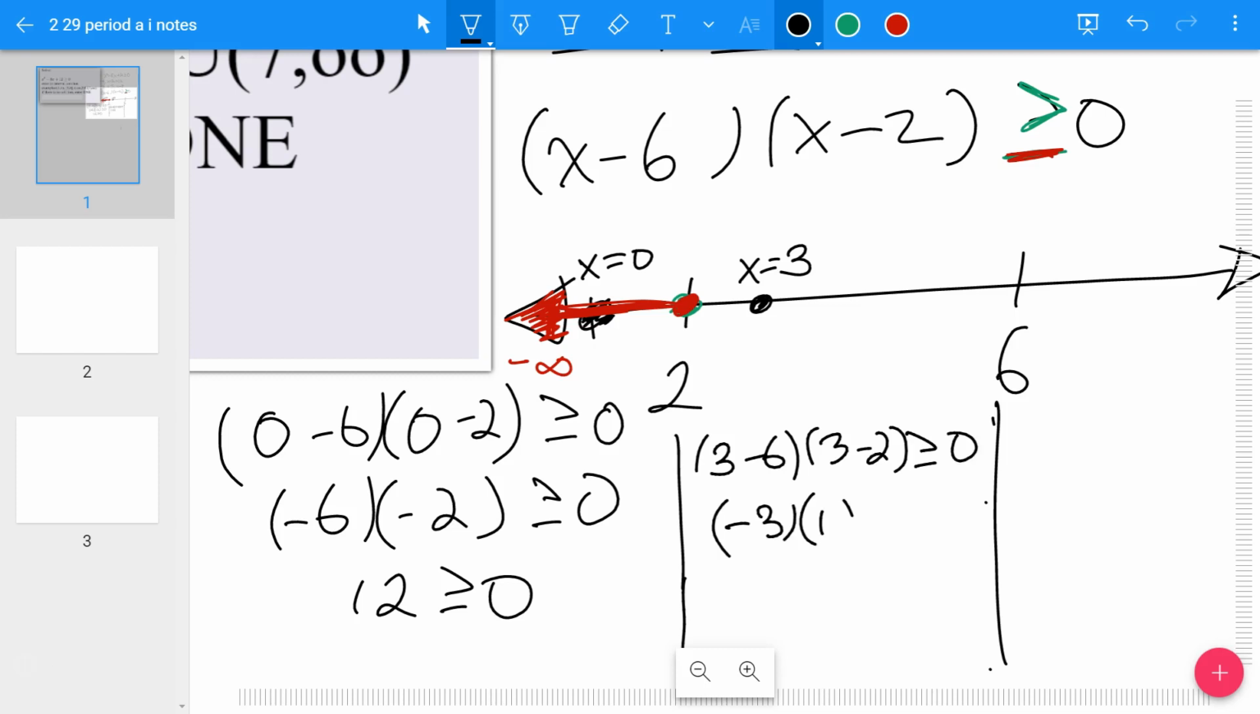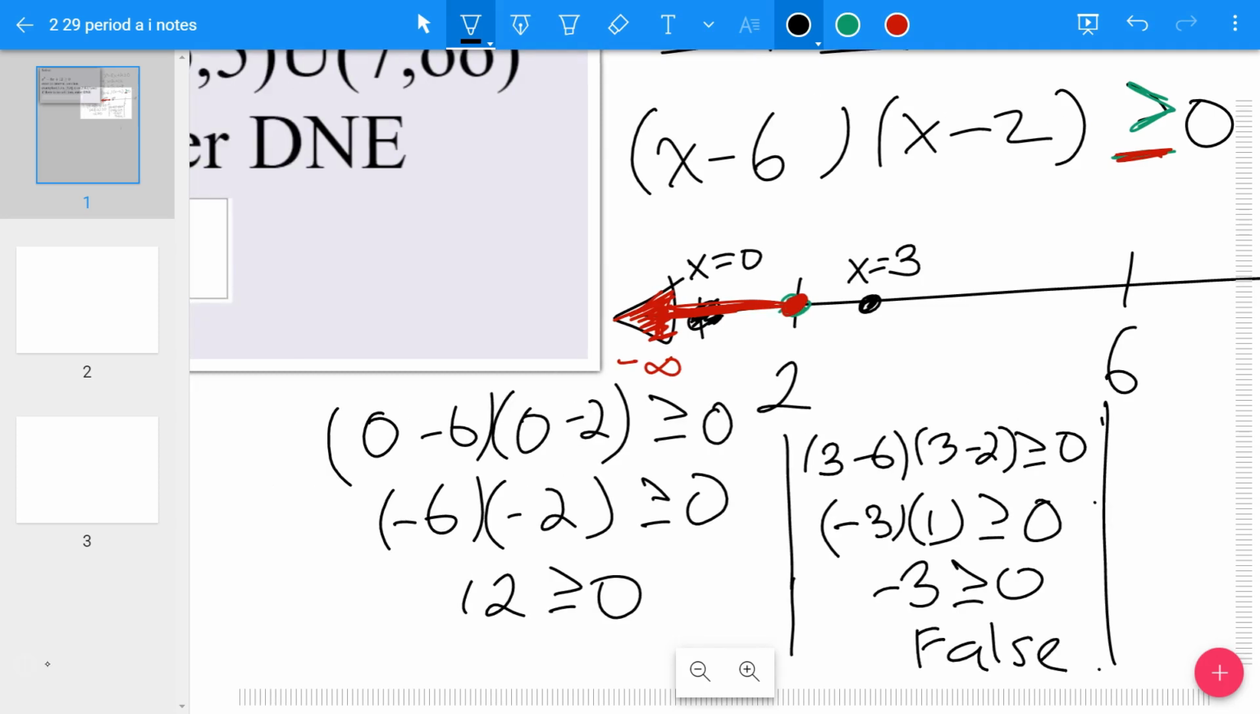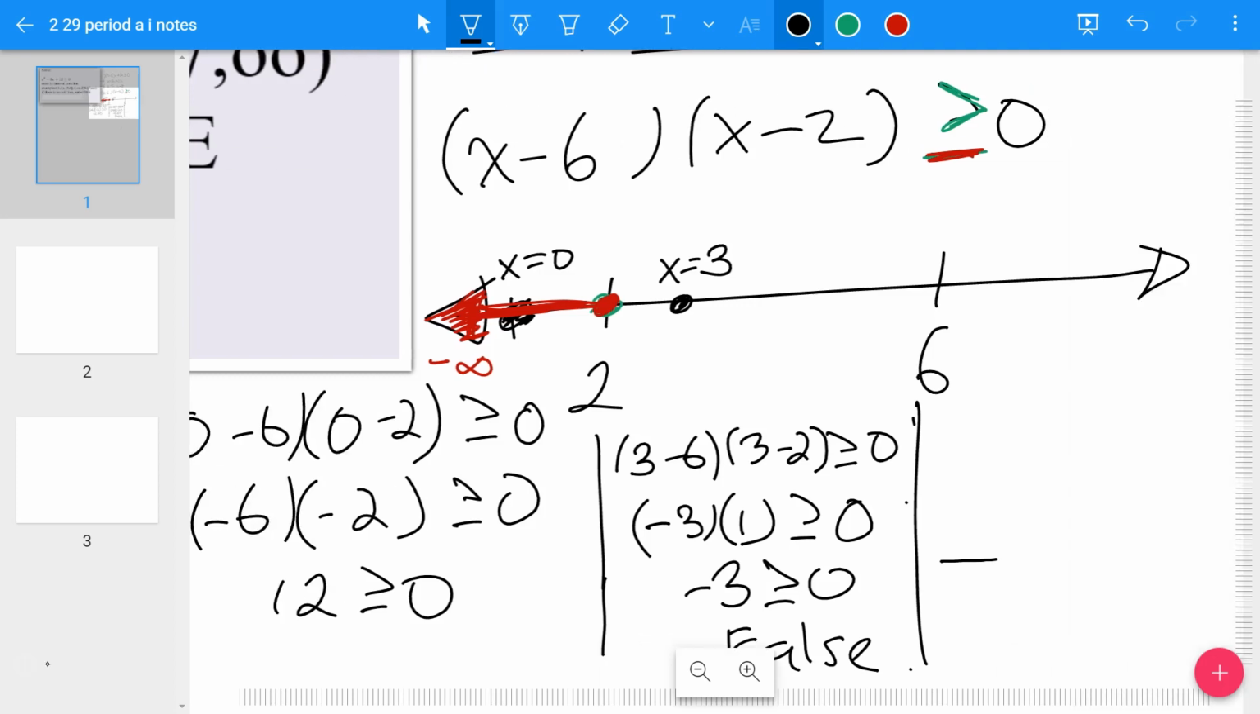3 minus 2 is 1. Is that greater than or equal to 0? Well, negative 3 times 1 is negative 3. Is that greater than or equal to 0? This is definitely false. So for that reason, the portion between 2 and 6 is not included in the solution. Don't shade between 2 and 6, in other words. Let's finish up here. We have to do also the portion from 6 to positive infinity.